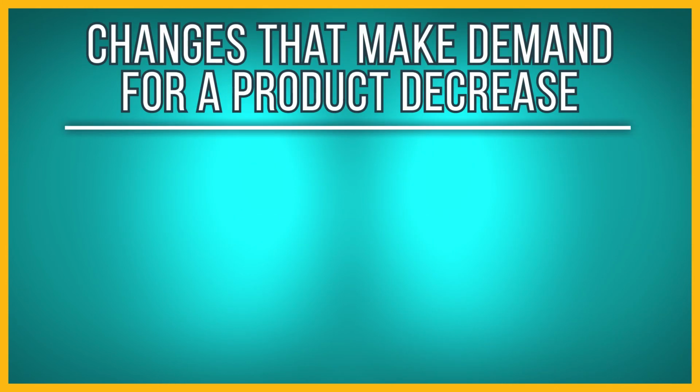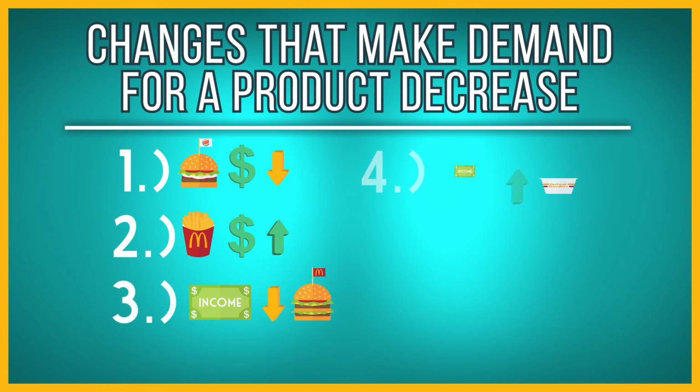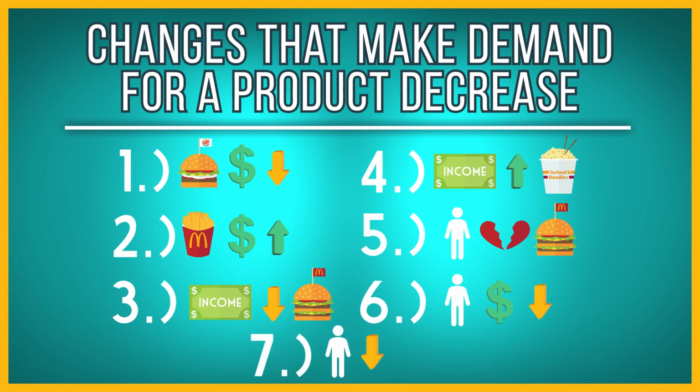Here are changes that tend to make the demand for a product decrease. The price of a substitute decreases. The price of a complement increases. Consumer incomes decrease and the good is normal. Consumer incomes increase and the good is inferior. Consumer preferences for the good weaken. Consumers expect the price of the good to fall in the future. The number of consumers decreases. Now let's consider a few examples.